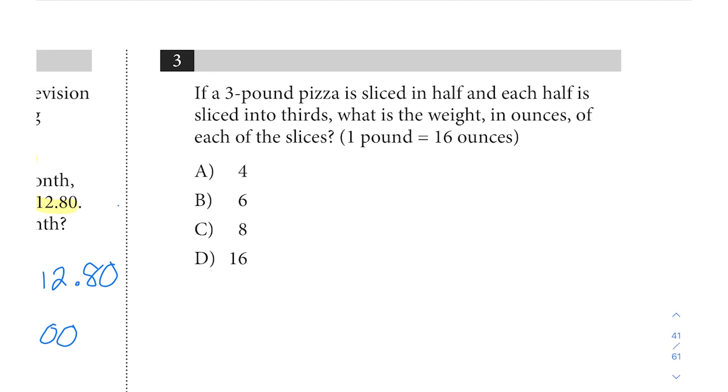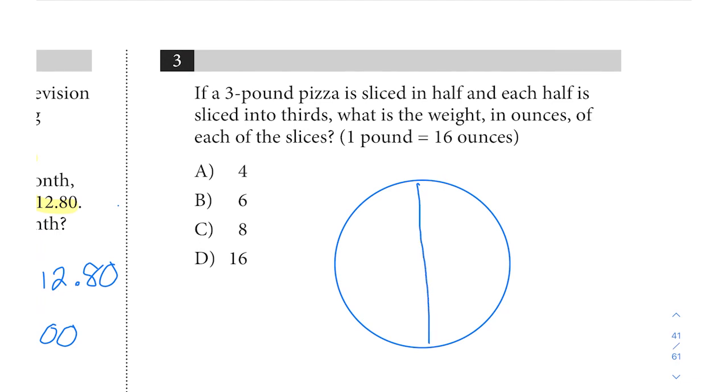All right, let's take a look at question 3. If a 3-pound pizza is sliced in half and each half is sliced into thirds, what is the weight in ounces of each of the slices? So we could do this by multiplying out these fractions. A third of a half, or 1/3 times 1/2, would be 1/6. But let's take a look at a visual representation of this.